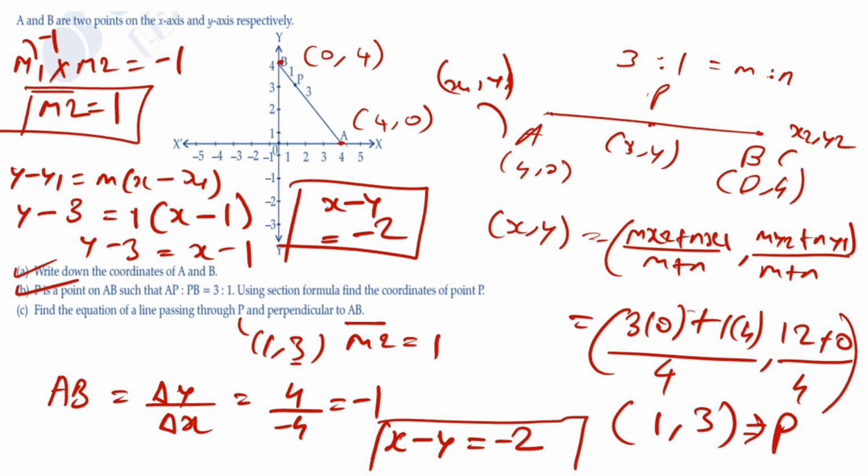Let's check it. Point P is (1, 3). If I put y equal to 3, what do I get? 3 minus 2 is equal to 1. If I put x equal to 1, 1 plus 2 equal to 3. Okay, the equation is correct.